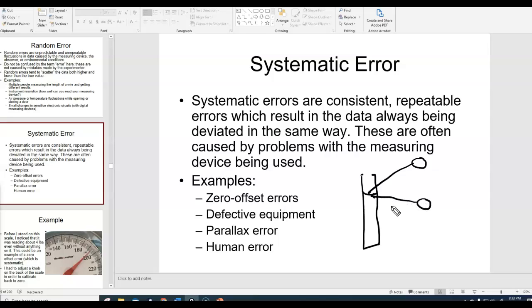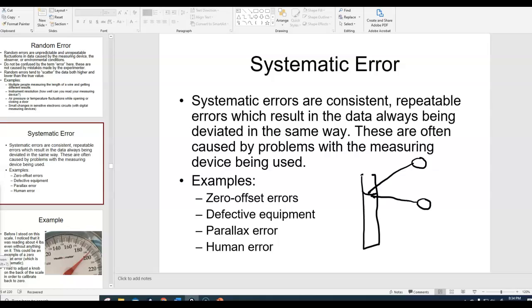Okay, and so that is what's called parallax error, where there's slight fluctuations in the way that you read data because there's an angle between you and the measuring equipment. And potentially human error could also cause systematic error, although that's not as common. Usually it has something to do with the measuring device or the way you're doing the measurement. So the only one I didn't talk about was zero offset error.